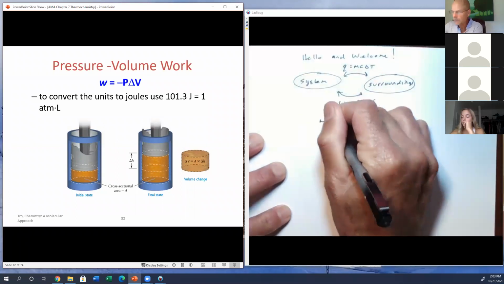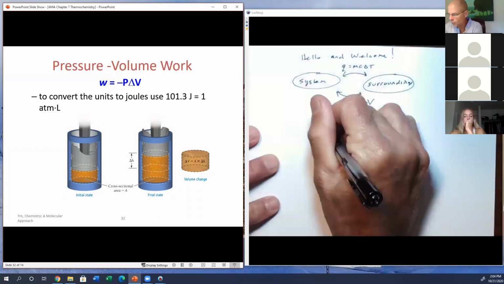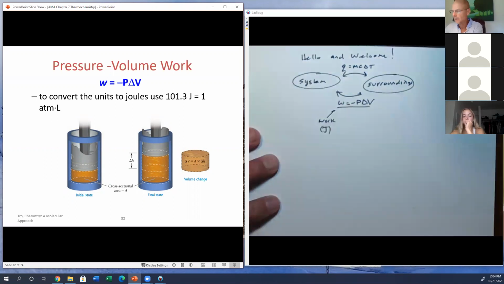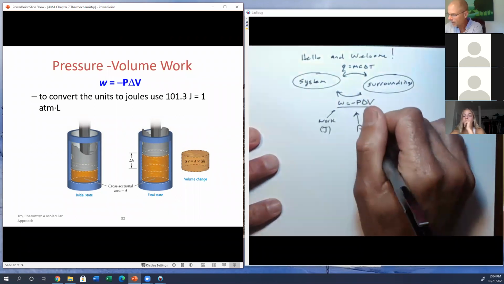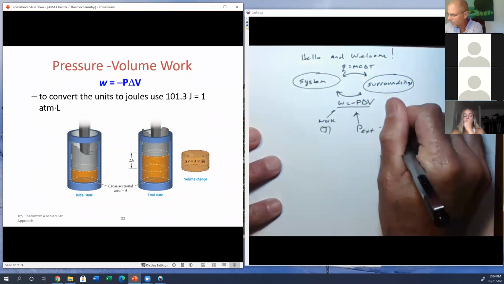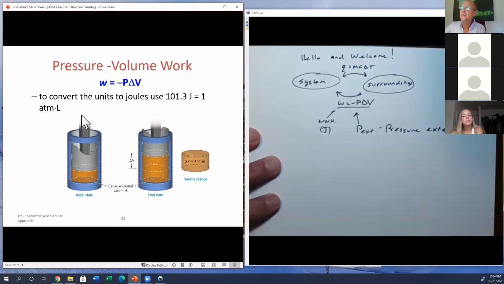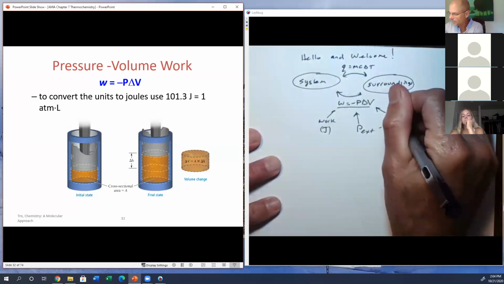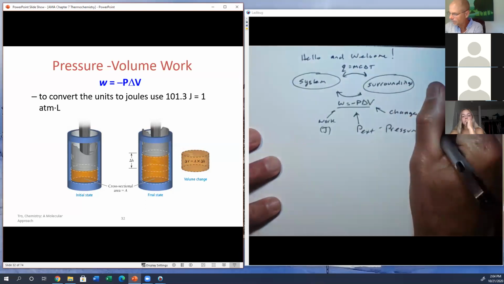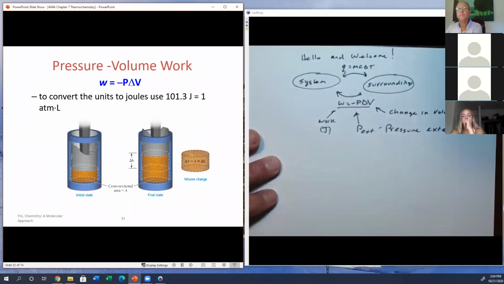W is the work, okay? Since work is a kind of energy, it has the units of joules, just like heat does, all right? P is the pressure, and it's the external pressure. So in other words, it's the pressure that this is pushing against as it expands, all right? And delta V is the change in volume, V2 minus V1, all right?